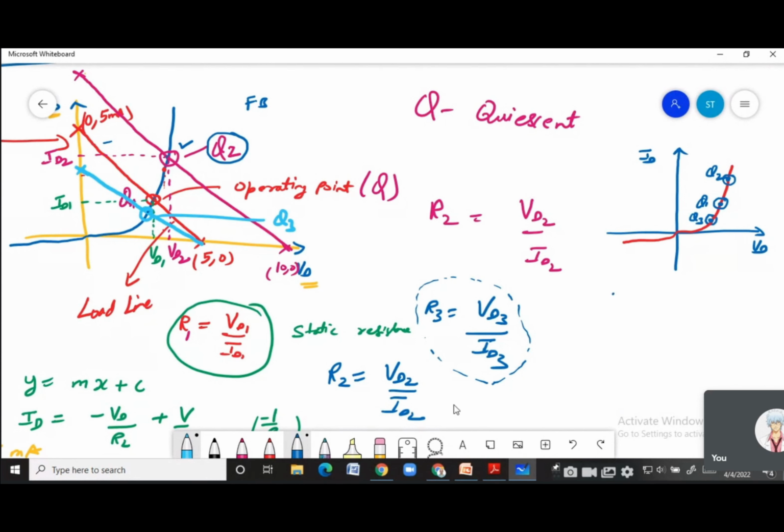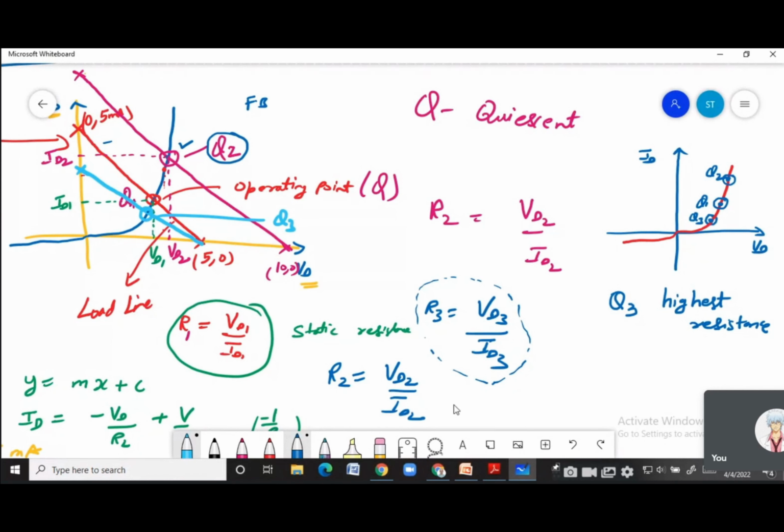Q2. Okay, what is the reason for taking Q2 as the choice? Sir, slope is inversely proportional to 1 by R, so Q3 will be the answer, sir. Okay, see, the answer is Q3. Q3 has the highest resistance. At Q3, the diode has the highest resistance.